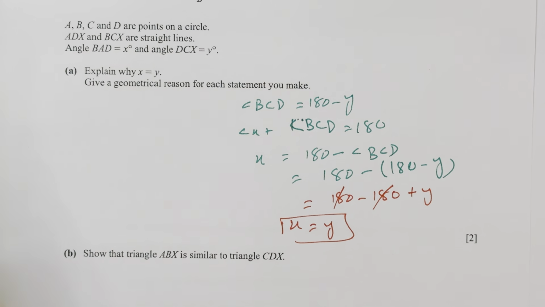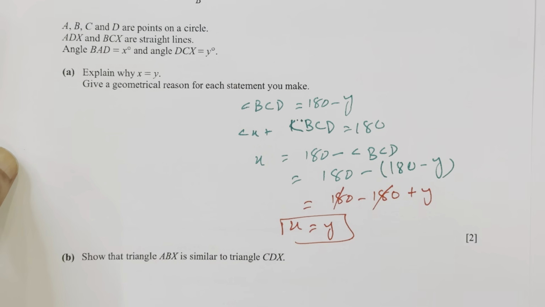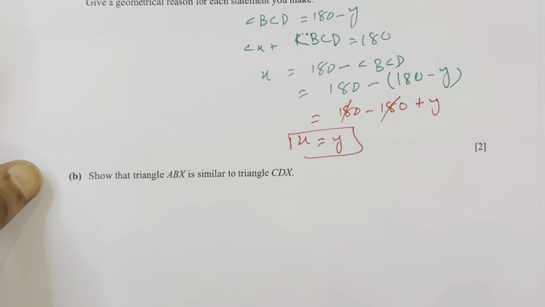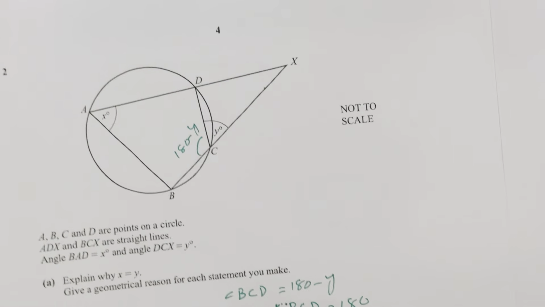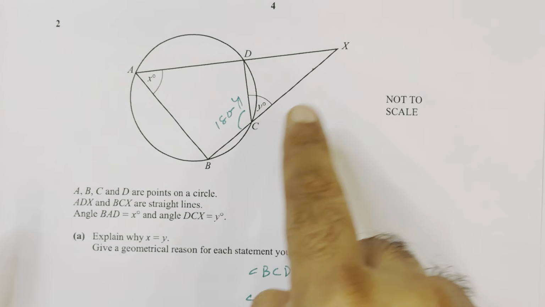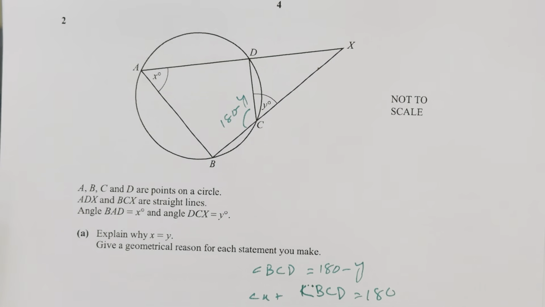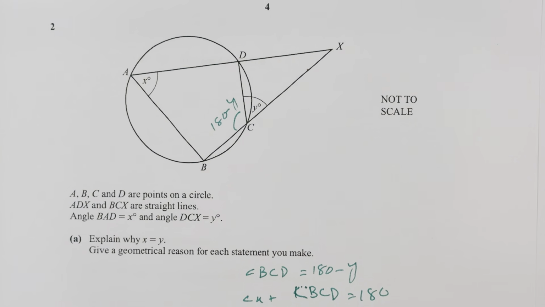So this is how we have shown x is equal to y. Moving to its B part, show that the triangle ABX is similar to CDX. ABX is this complete triangle and CDX is this small one. We have to show that these are similar triangles.